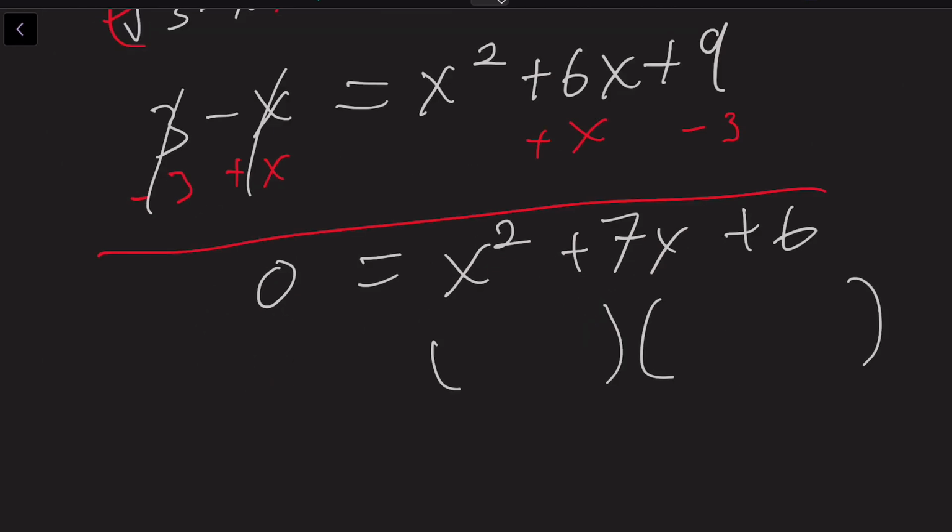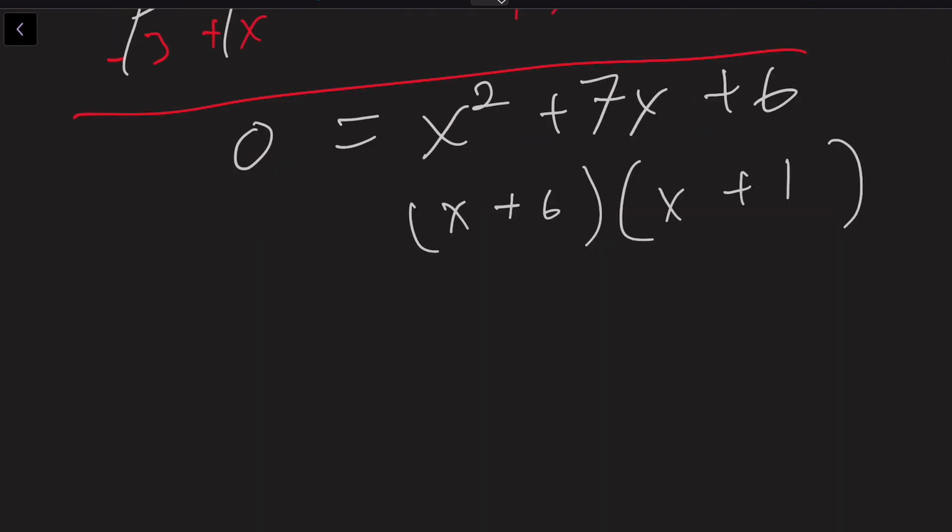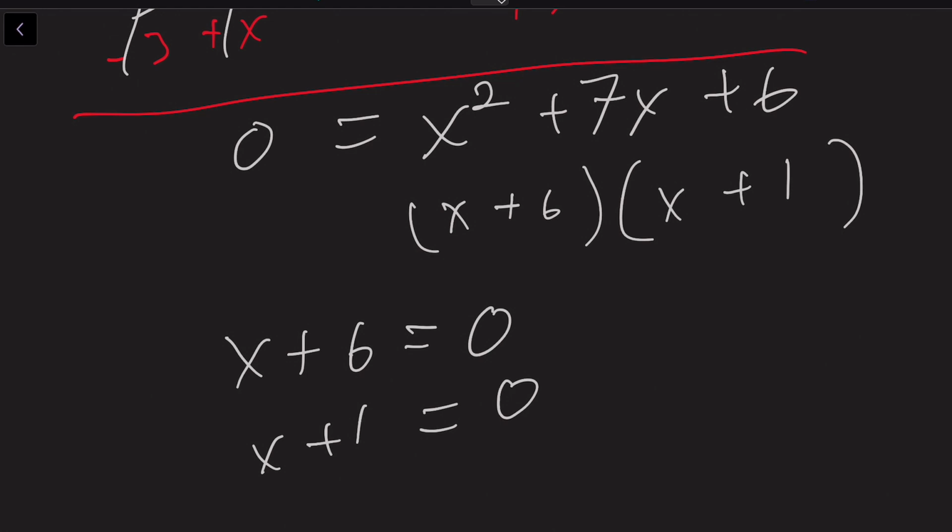We have to find our x values. What we could do is x plus 6 and x plus 1. These are the factors of x squared plus 7x plus 6. That means that x plus 6 can be set equal to 0, and x plus 1 can be set equal to 0 as well. So then our x's are either -6 or -1.